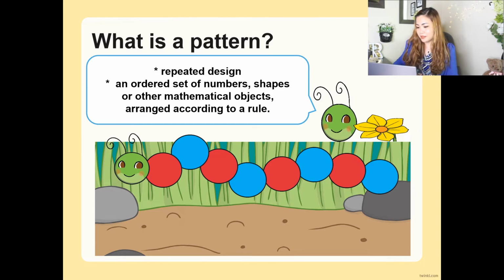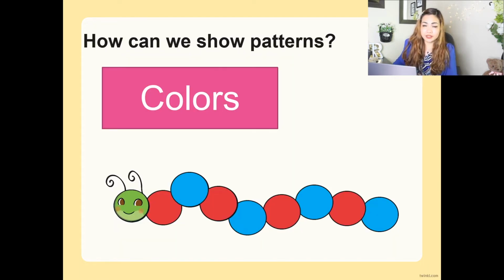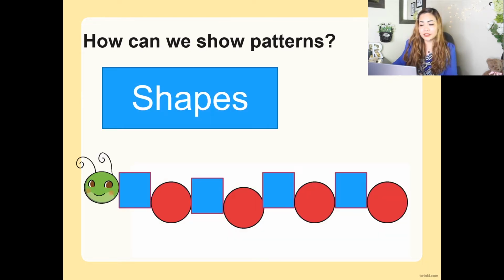Let's see some examples. How can we show patterns? First of all, you can use colors. For example, here, as you can see on the screen, look at the caterpillar's body. Red, blue, red, blue, red, blue, red, blue. Right? Next, we can also show patterns by having some shapes. So when you look at the caterpillar's body once again, it goes like square, circle, square, circle, square, circle. Right? You can also make your own.